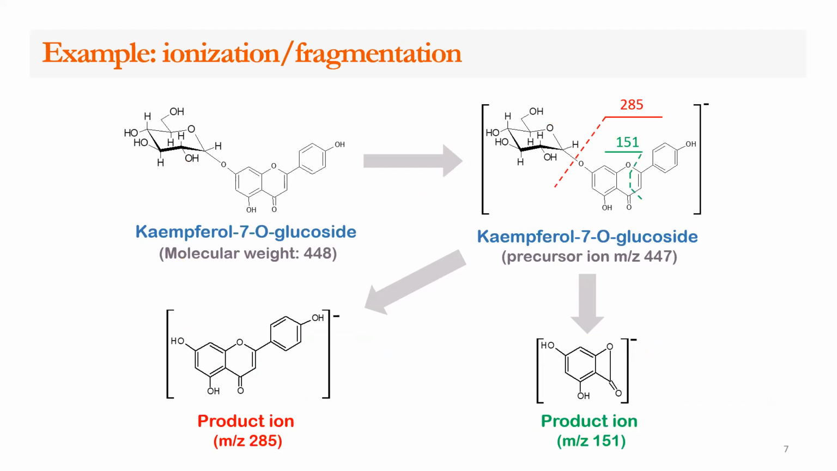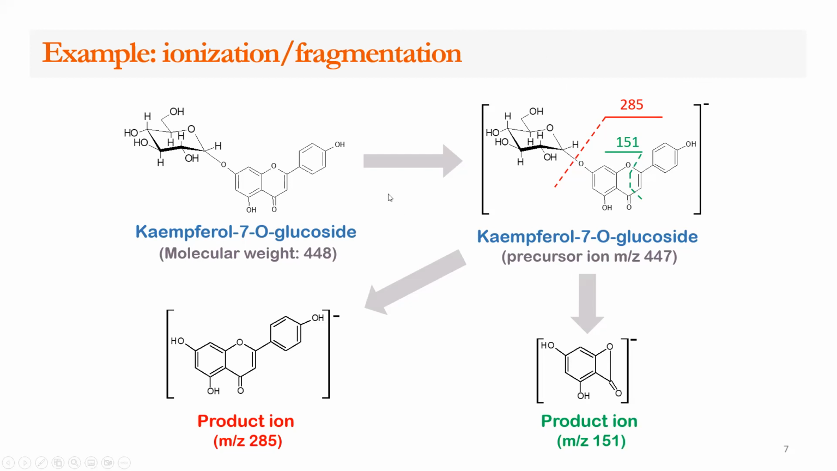So this is an example. We have a compound. It's actually a flavonol. It's called kaempferol, and it has a glucose, a sugar, attached to it. And when it enters the mass spec, it gives this ion. It's called the precursor ion. So it's the whole molecule with just one charge.